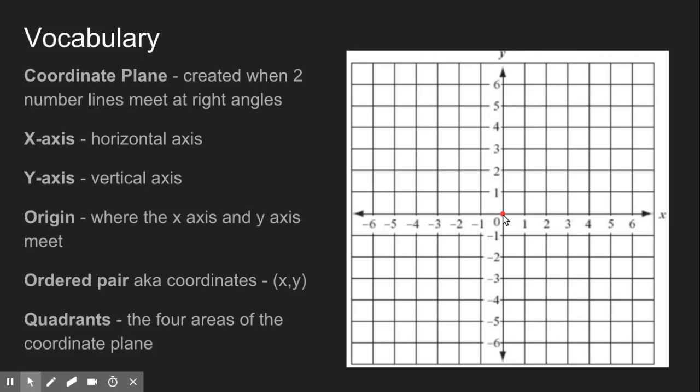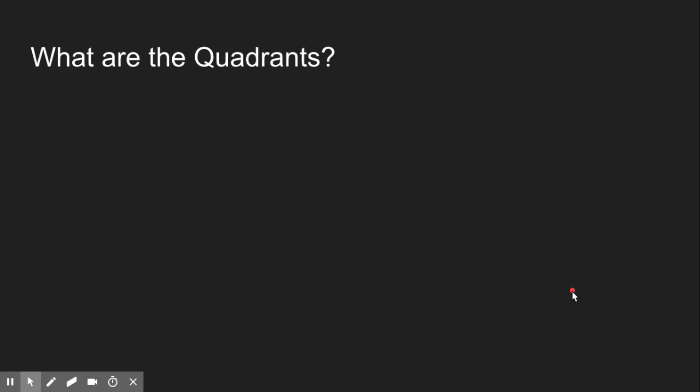An ordered pair, we also call them coordinates, come in the form of an x and a y. So first we tell you how far to the right or left you're going to go, and then how far up or down you're going to go. And when you break this plane up using the two axes, you can see we have 4 different quadrants. That's what we call our quadrants. So what are the quadrants?